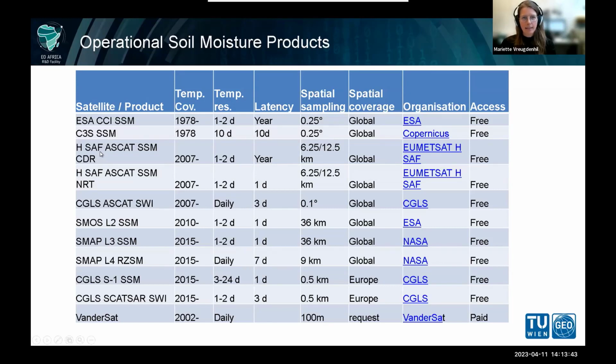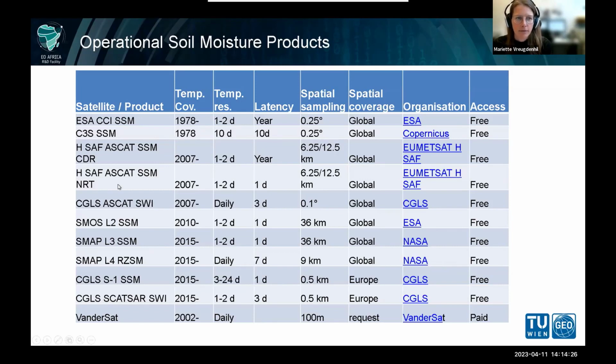And then if you really need near real-time capabilities, so you really want to have the data as fast as possible, the HSAF datasets, which Professor Wagner was also talking about in the last lecture, are available with a latency of a maximum of 1 day, and usually the data is available within a couple of hours. The spatial sampling of this data set is 6.25 or 12.5 kilometers. The only downside of this data set is that it only goes back until 2007. So it is a shorter data record than the ESA CCI data sets.